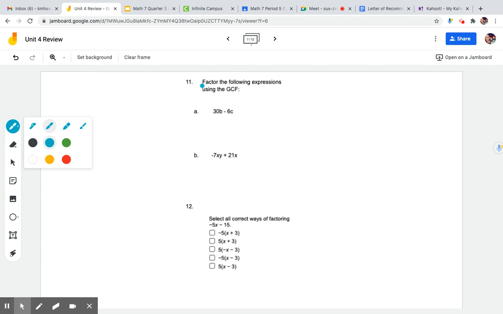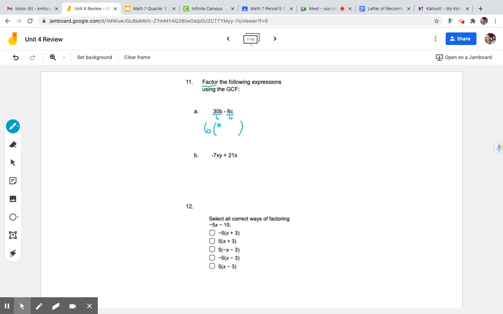So when we factor, we're looking for that greatest common factor. In this case, that's going to be 6. And when we factor, that greatest common factor goes outside the parentheses. Remember, it's like reverse distributive property. And then we divide each term by that common factor. That's what goes on the inside the parentheses.